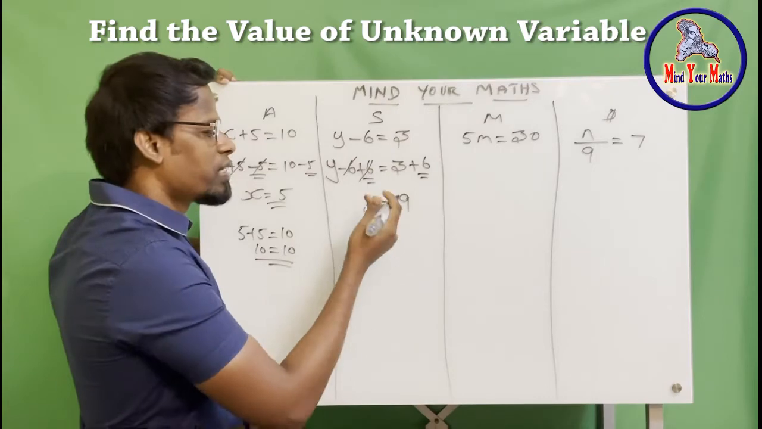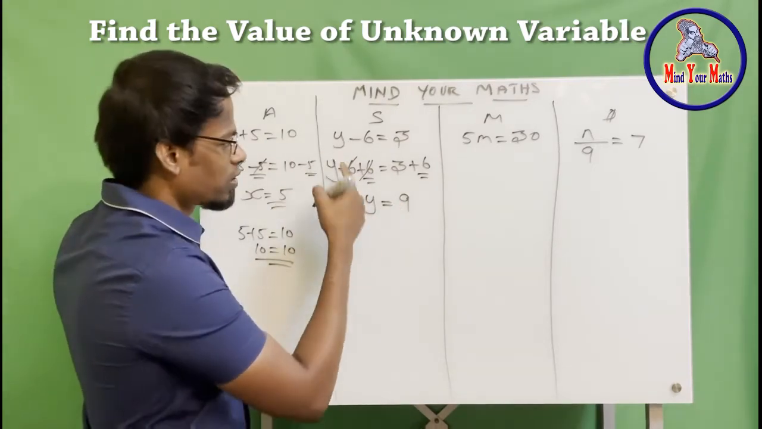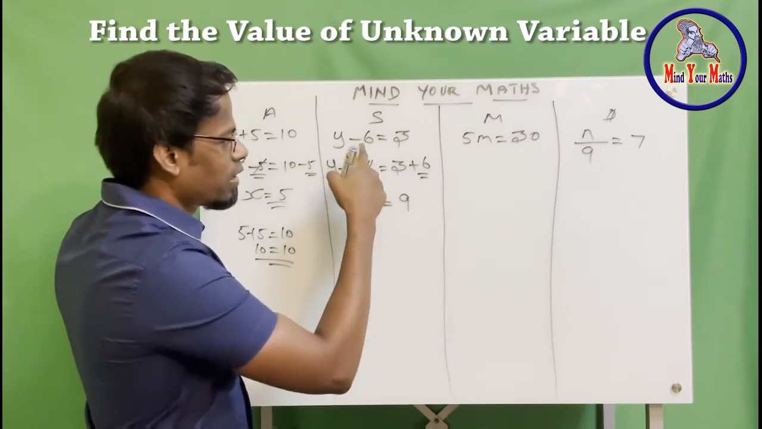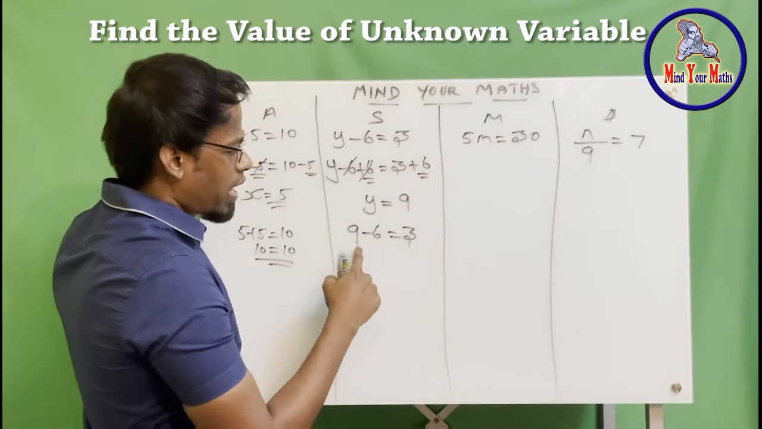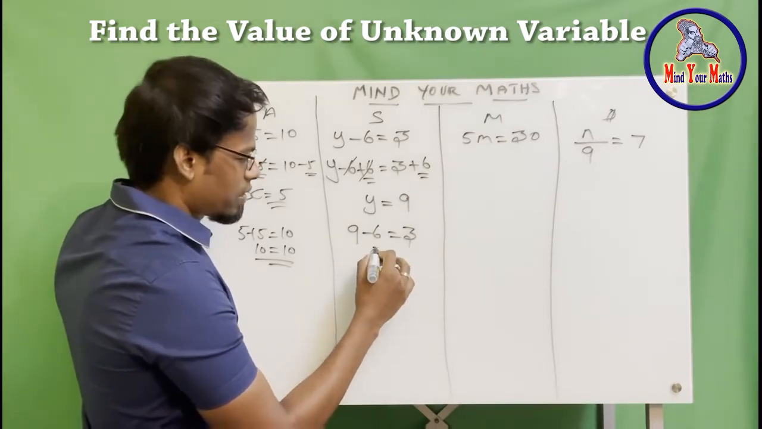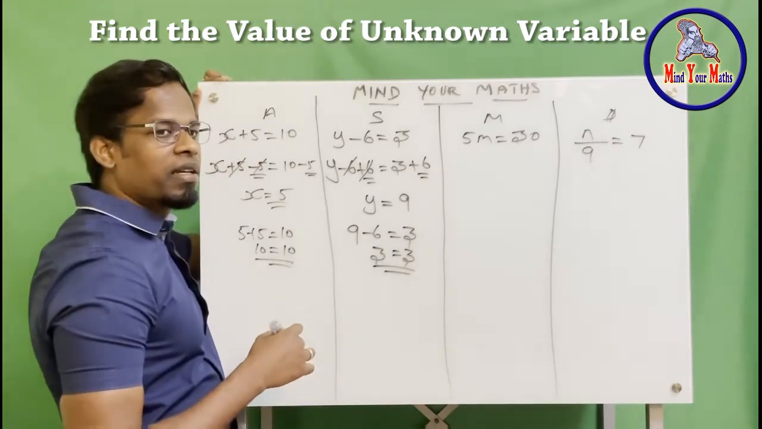Now here also you can check whether your answer is correct or not by substituting the value here. So here y is 9 minus 6 equals, here it's 3. 9 minus 6 is, yes, 3 equals 3. See, the answer is correct.